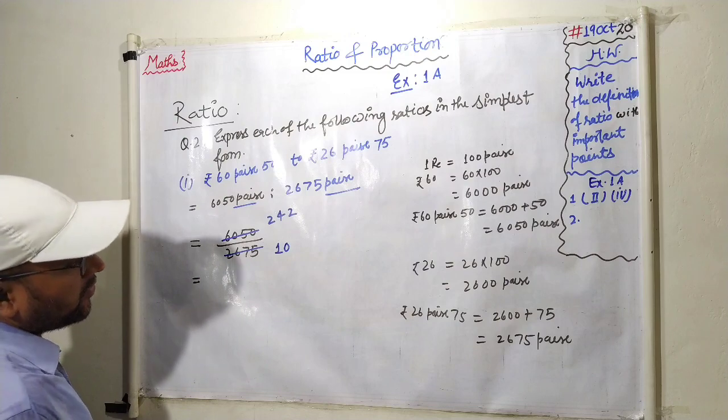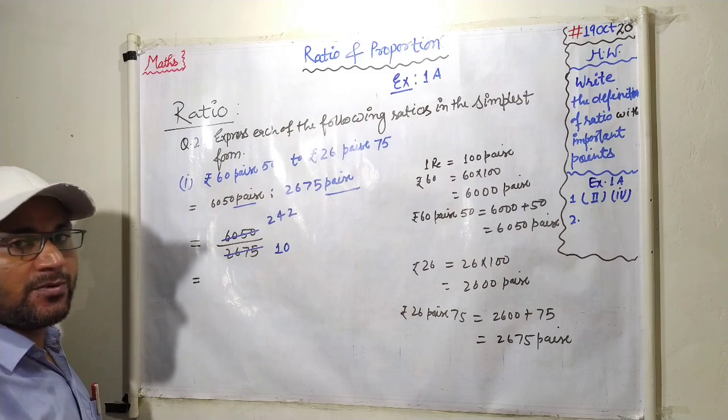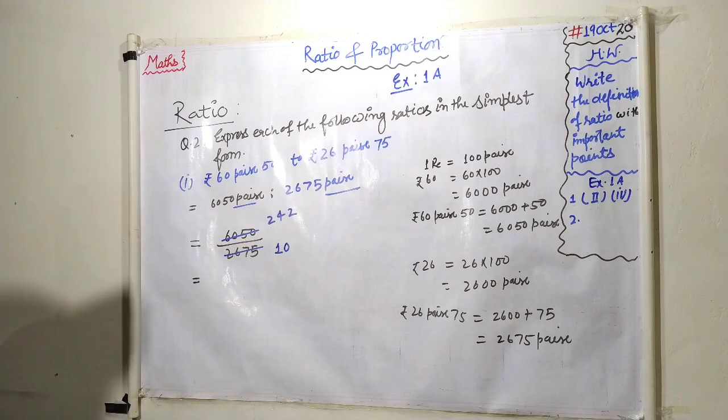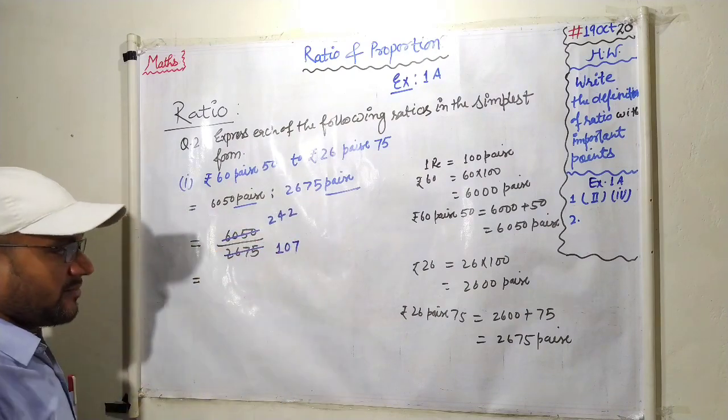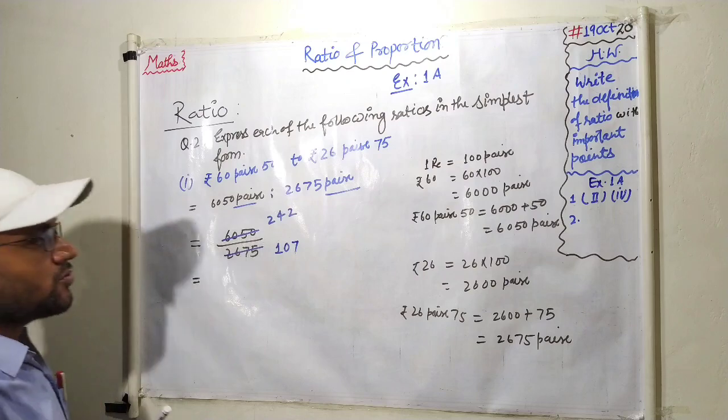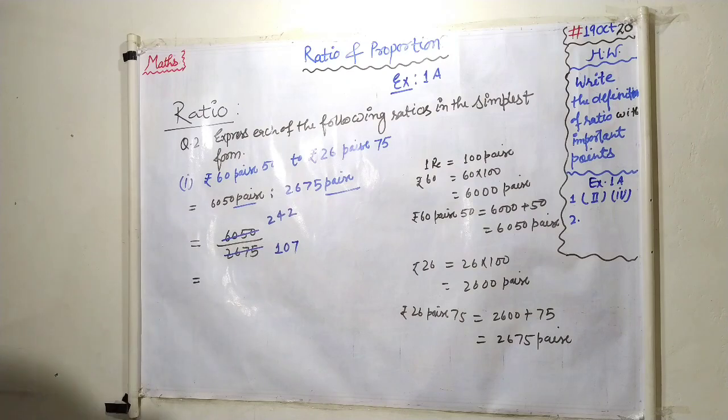175, and 25 4s are 100, 25 5s are 125, 25 6s are 150 and 25 7s are 175. So 7. 242 upon 107.